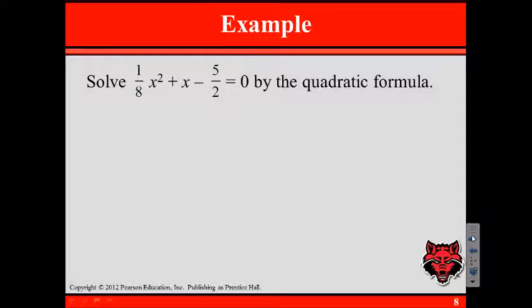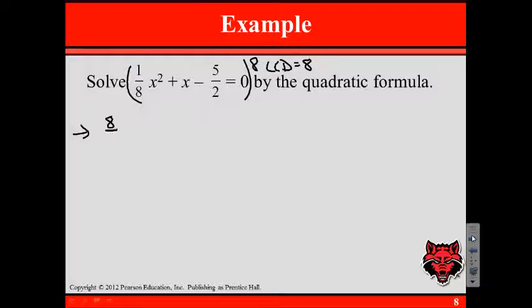Here we have 1/8 x squared plus x minus 5 over 2 equals 0. And we want to solve this by the quadratic formula. The best way to start is to eliminate the fractions. To do so, we find the least common denominator of all fractions involved. And the LCD here is 8. Once we find that, we multiply every term by 8 on both sides of the equation. So let's write down what that would look like.